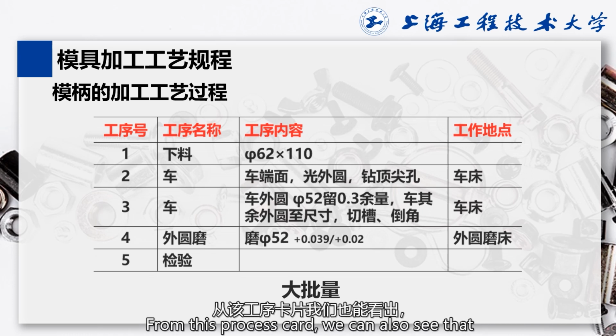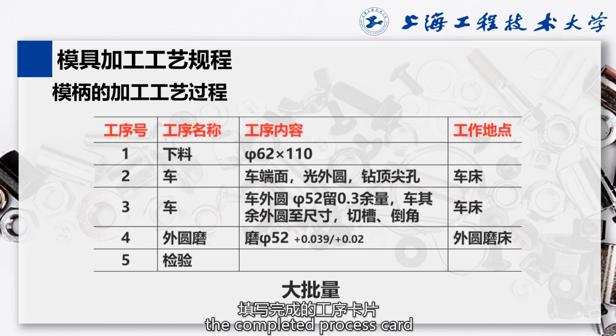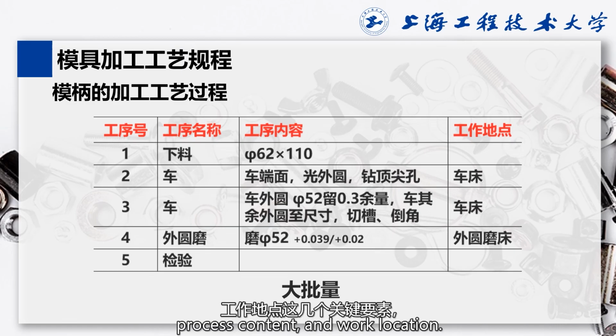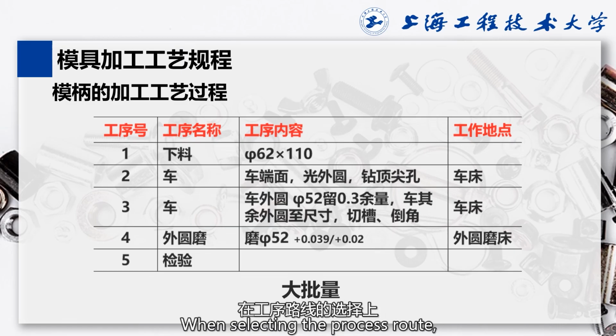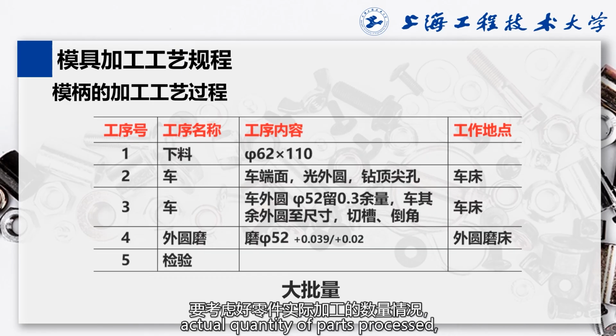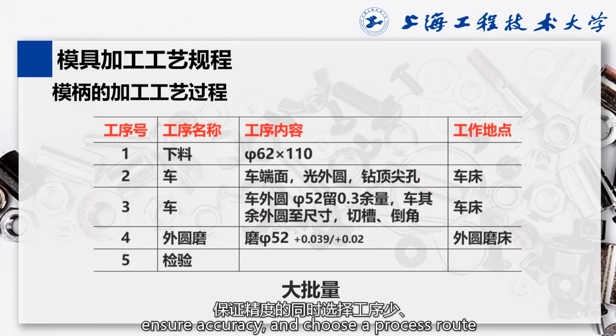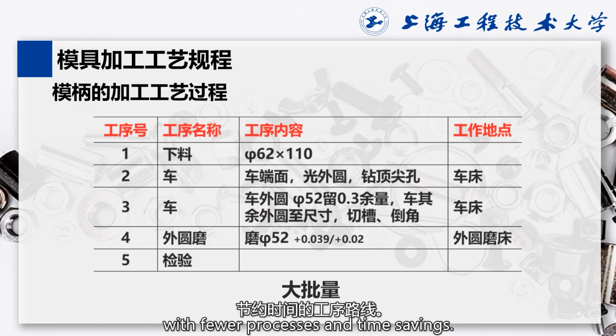From this process card, we can also see that the completed process card should meet the key elements of process number, process name, process content, and work location. When selecting the process route, we should consider the actual quantity of parts processed, ensure accuracy, and choose a process route with fewer processes and time savings.